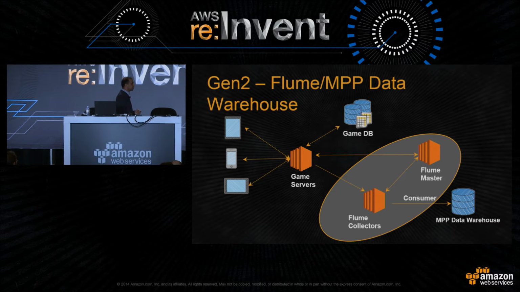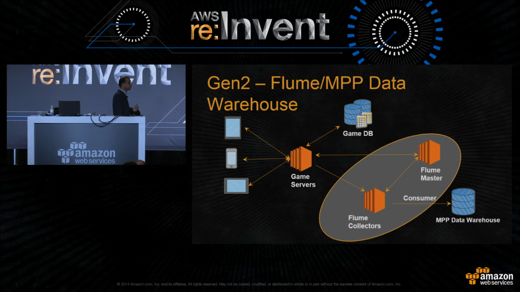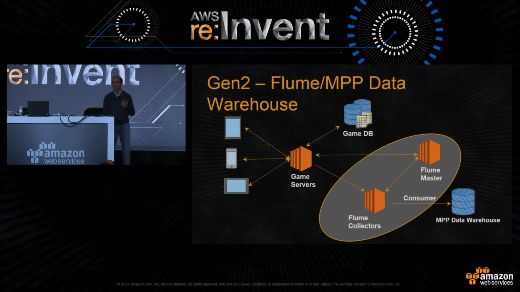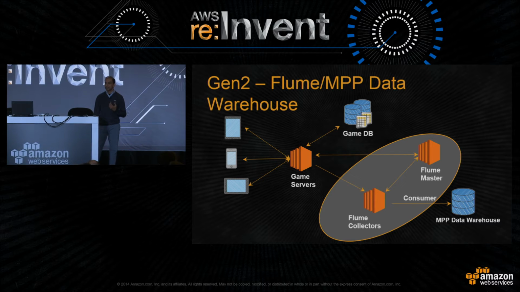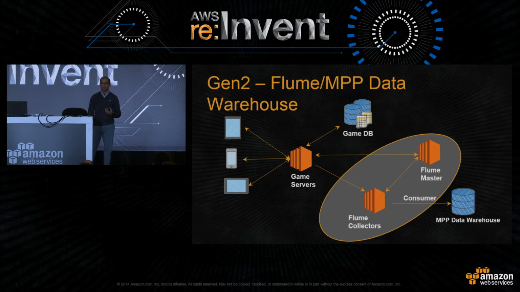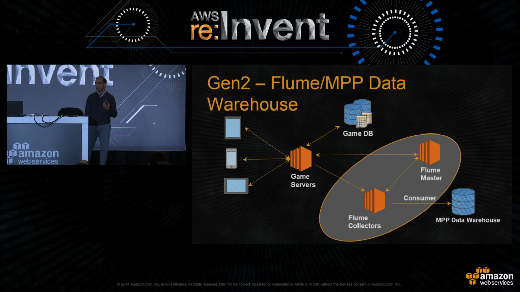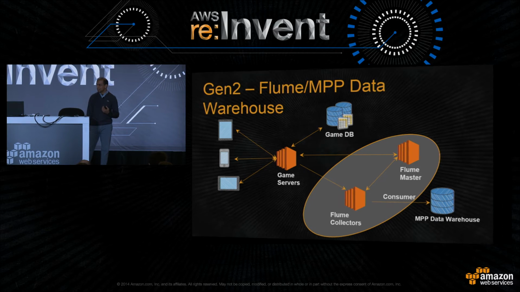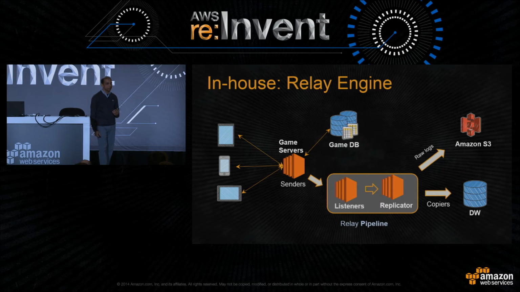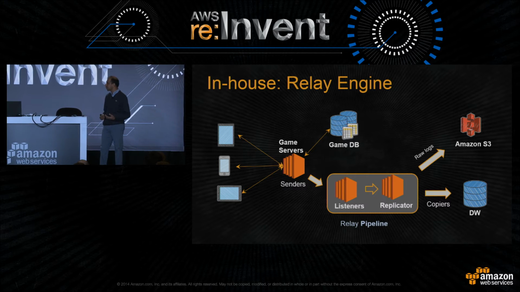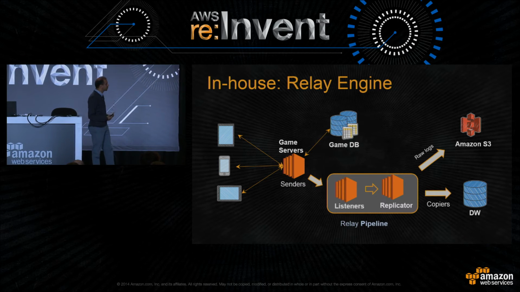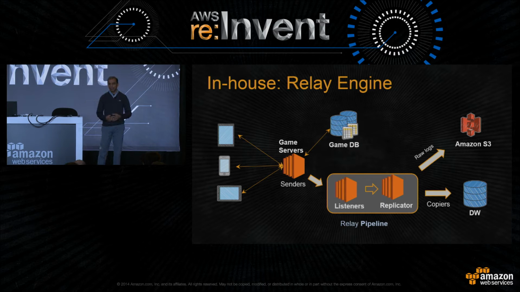So again, just because we did not have deep understanding of Flume and did not have enough resources to invest into maintaining the system, we decided we need a system that we can manage ourselves, something that is under our control. So what we then did was build a relay engine, which replaced Flume, very simple in its design, and it was scalable too.